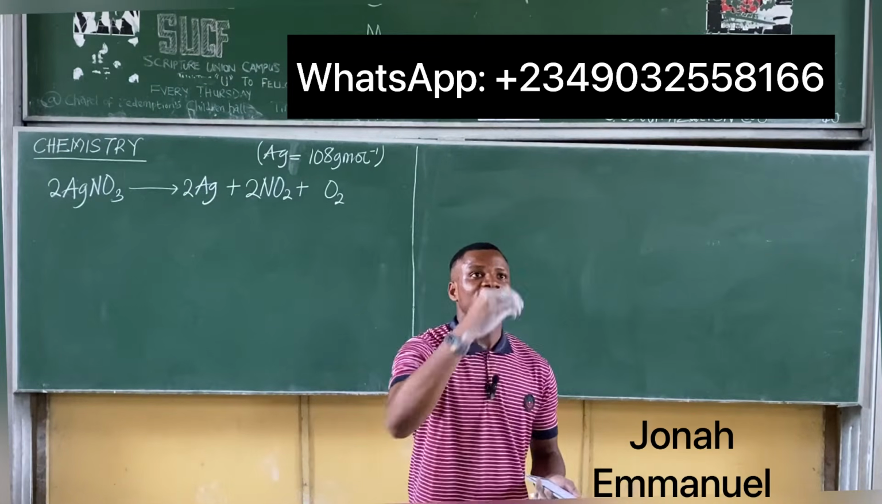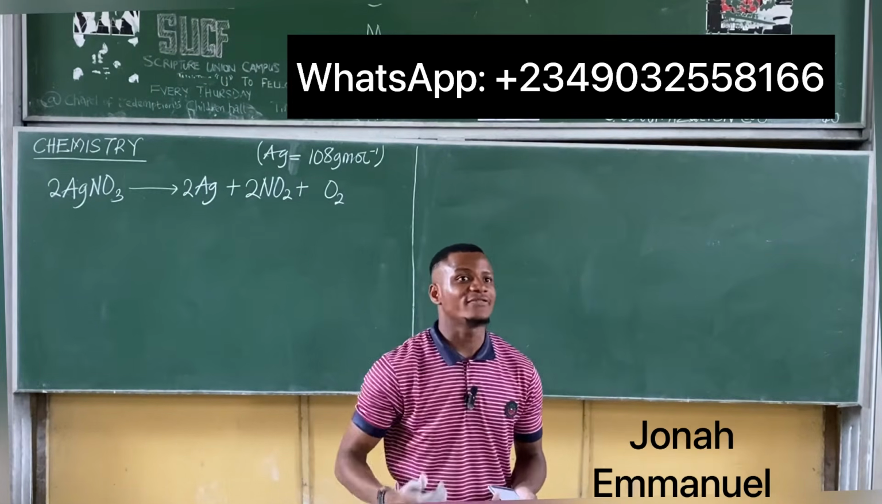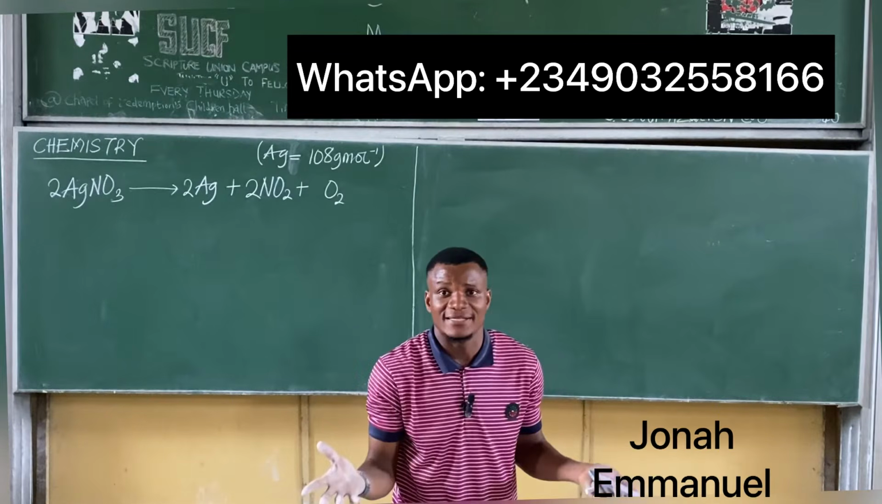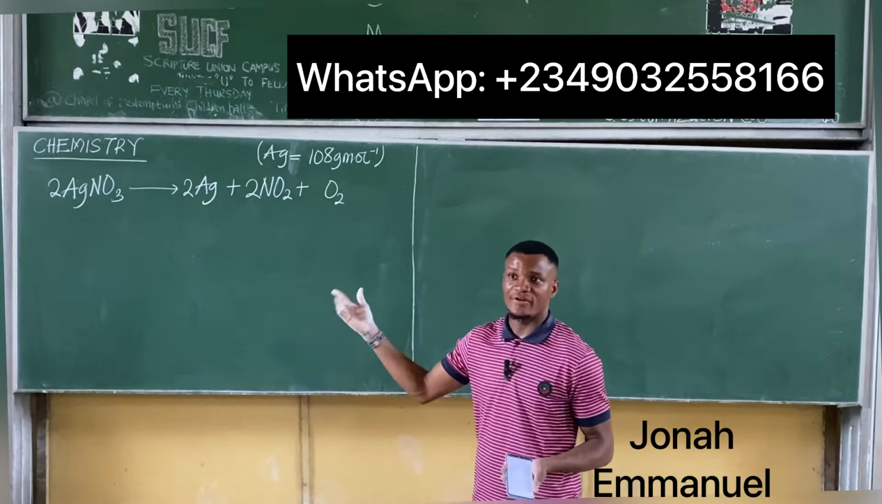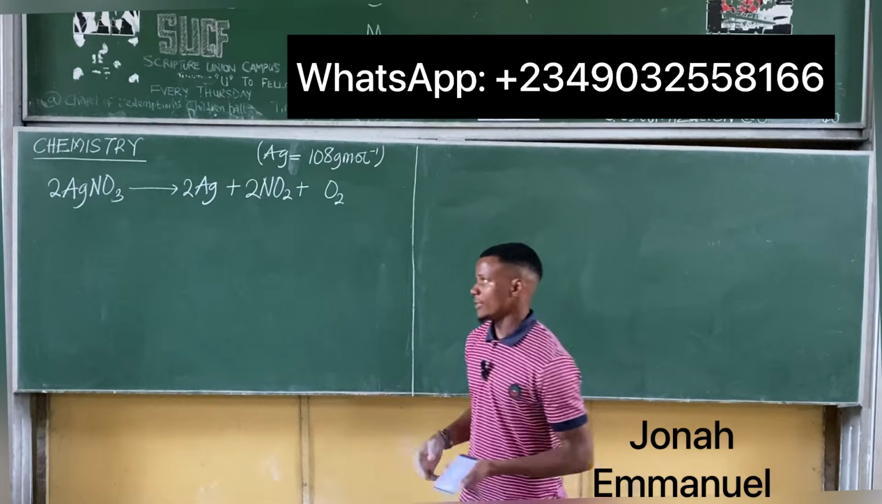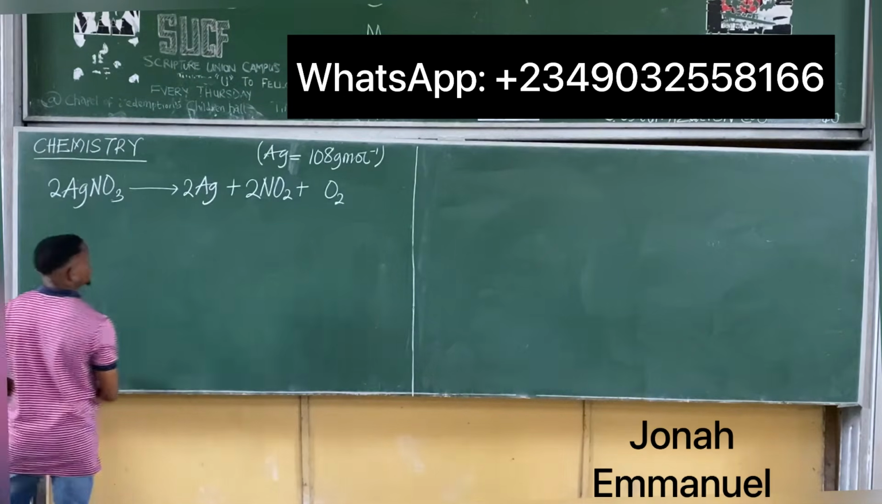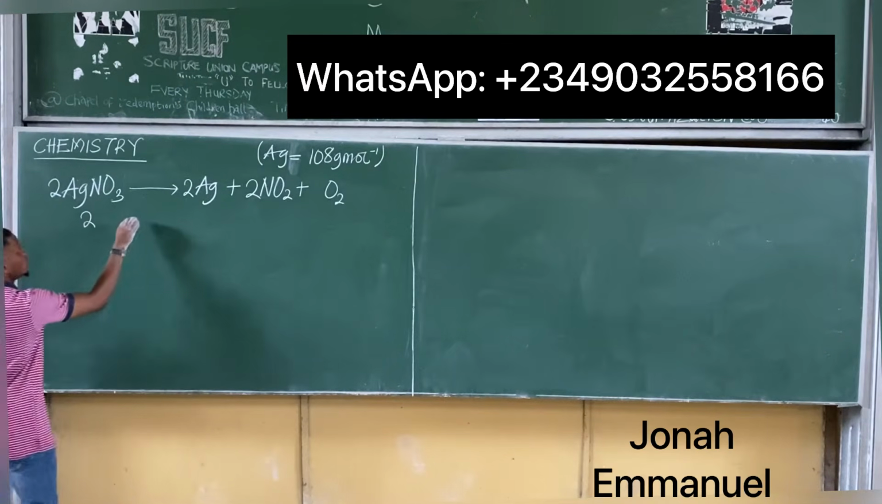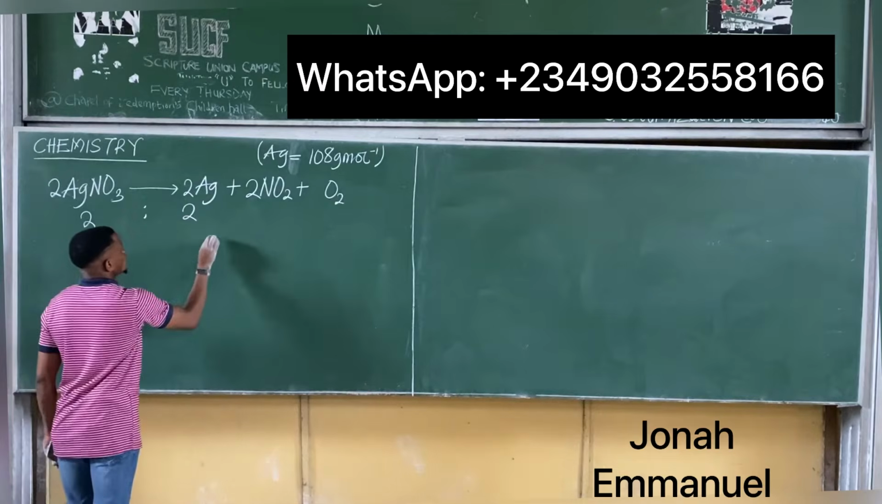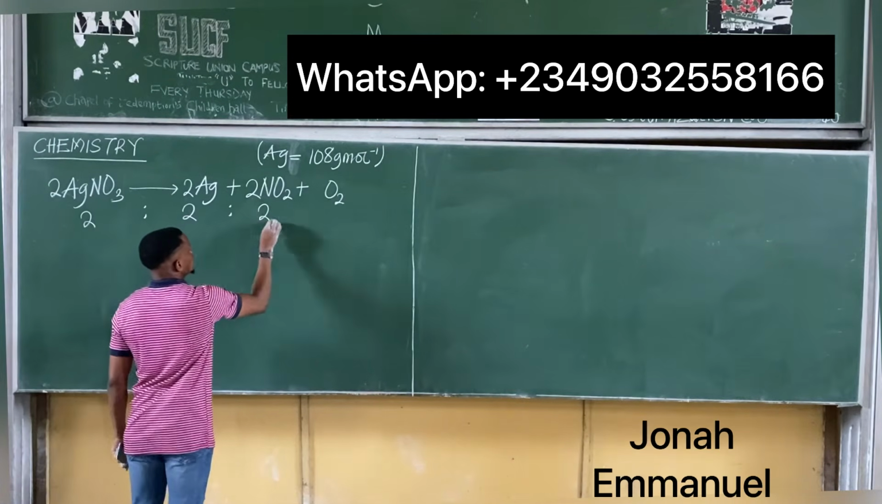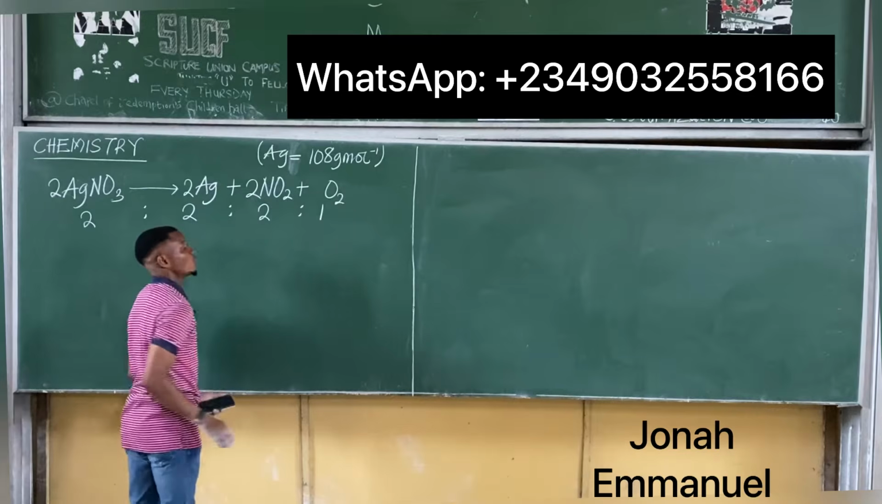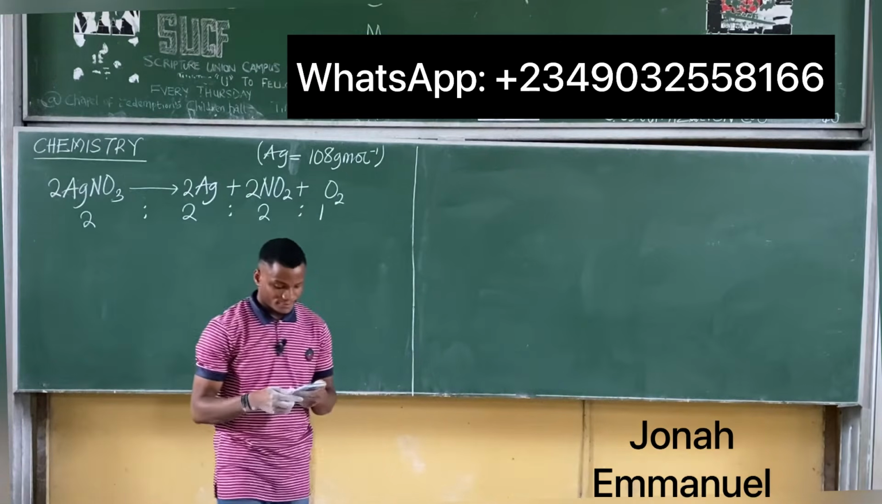It says the decomposition of silver trioxynitrate. It makes sense. This is a decomposition reaction. All right. Next up, let's get molar ratio. 2 is to 2 is to 2 is to 1. So I have this.